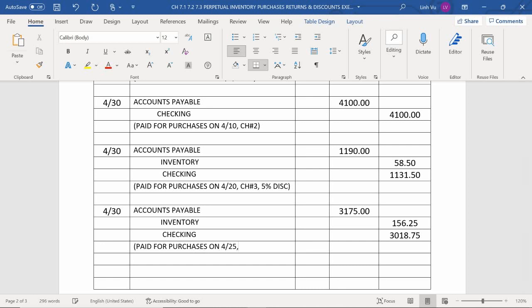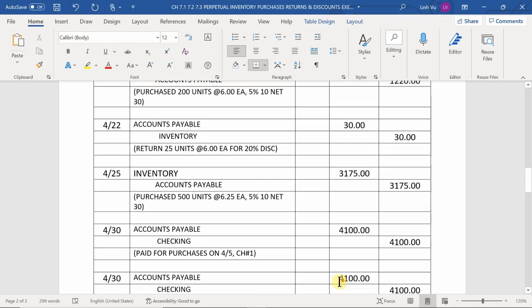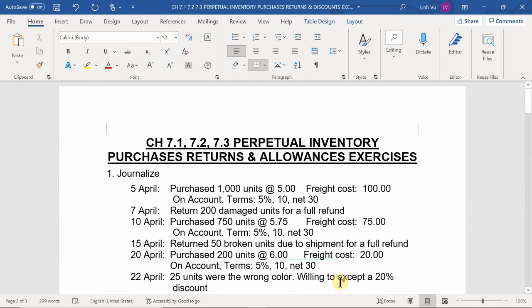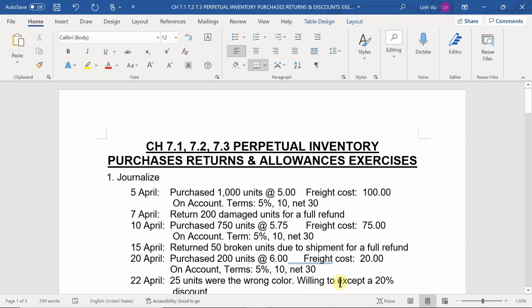And then once again, we're going to make our note that we paid for purchases on April 25, check number 4, and we received a 5% discount. All right, good. Any questions in regards to the 7.1 exercise?